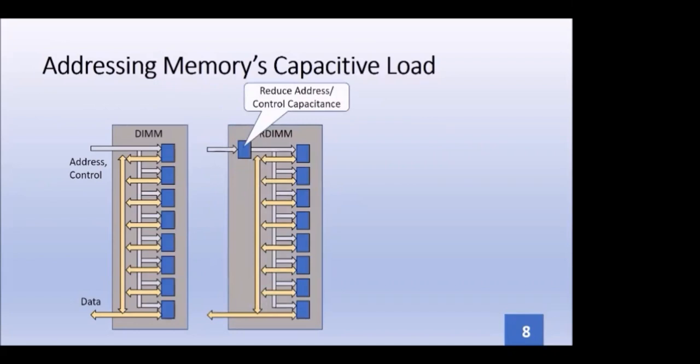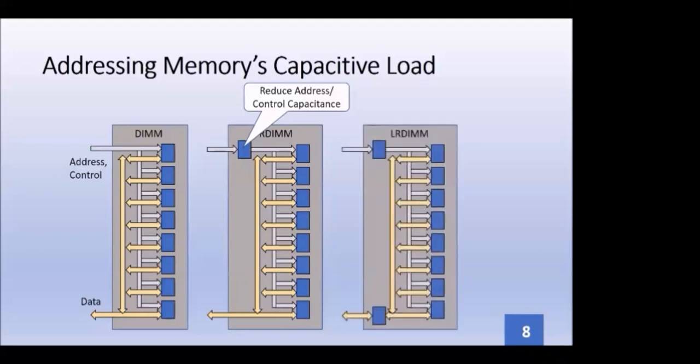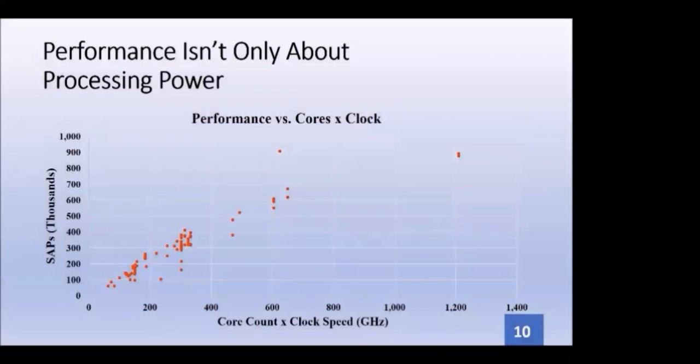Eventually, the capacitance of the data bus also became troublesome, so another buffer was added to these pins with an additional latency hit. The latency hits, though, were offset by the higher clock speeds allowed with lower capacitance. But it's not just about bandwidth. SAP requires considerable amounts of memory as well as high processor performance.